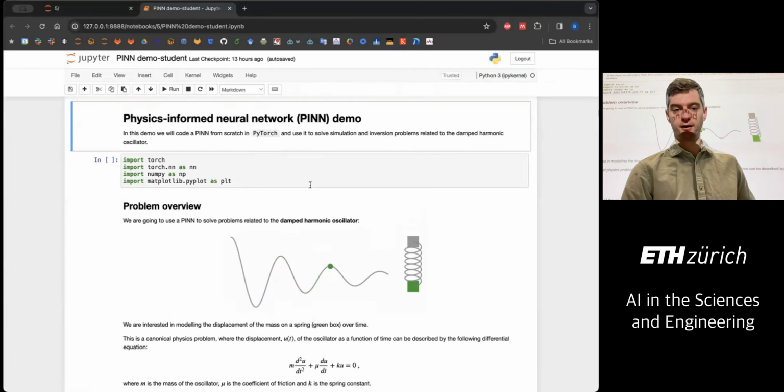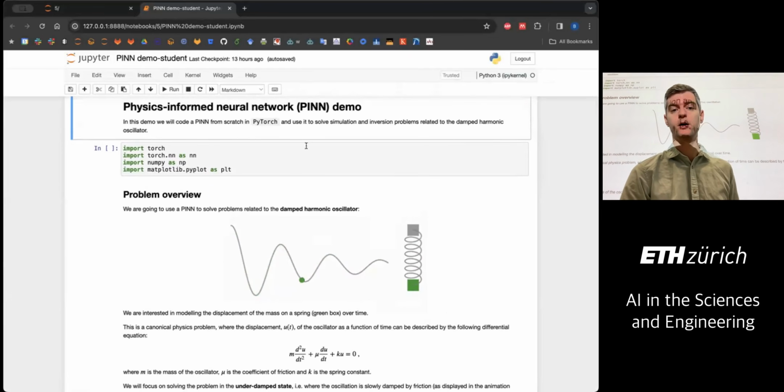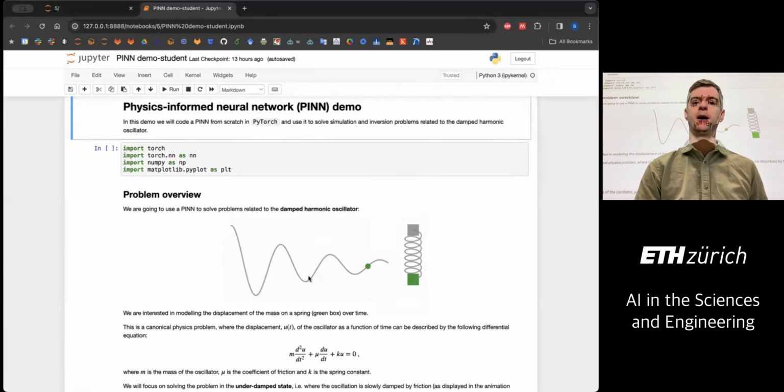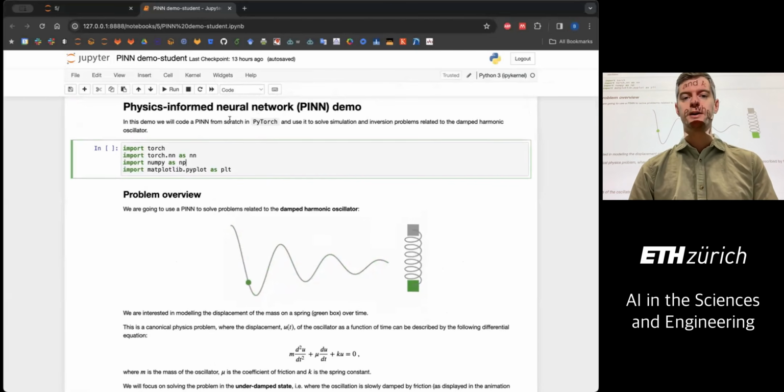So what I have here is a Jupyter notebook, and a lot of the code here is already filled in. I'm just going to be adding a couple of lines, the key lines for training the physics informed network. So we're going to be using PyTorch.